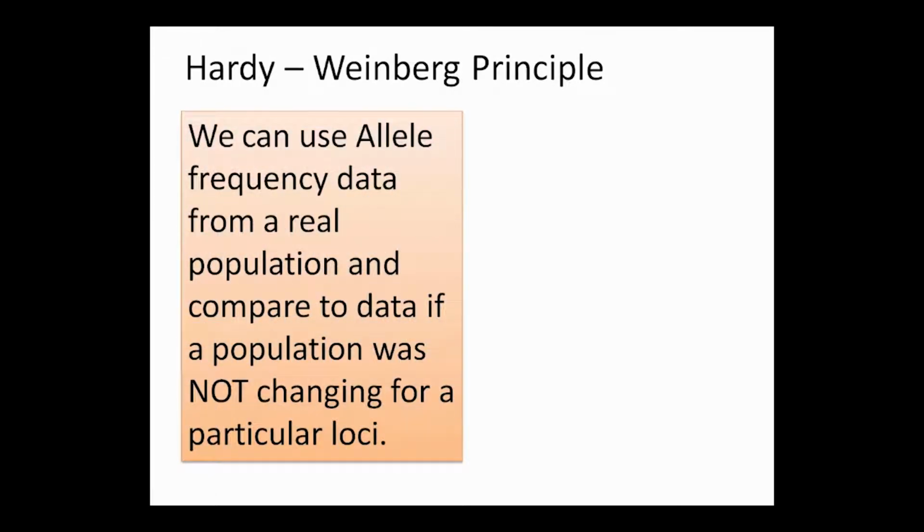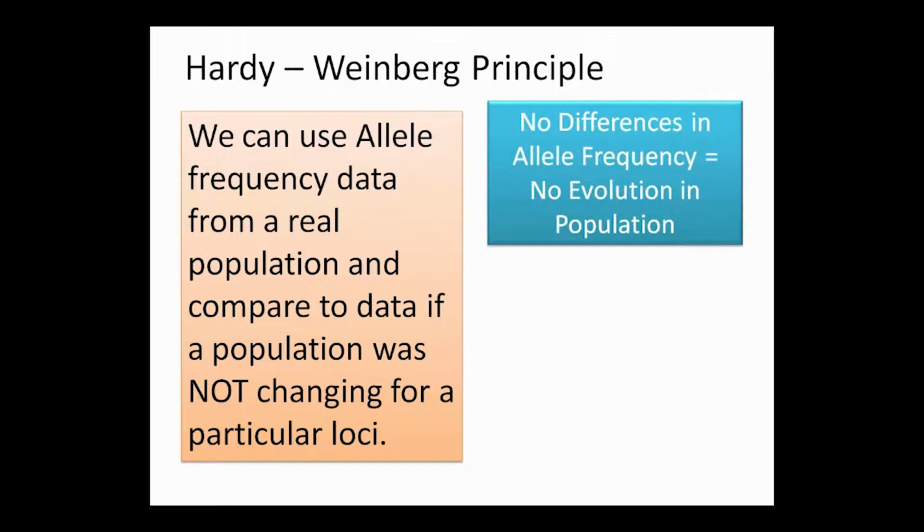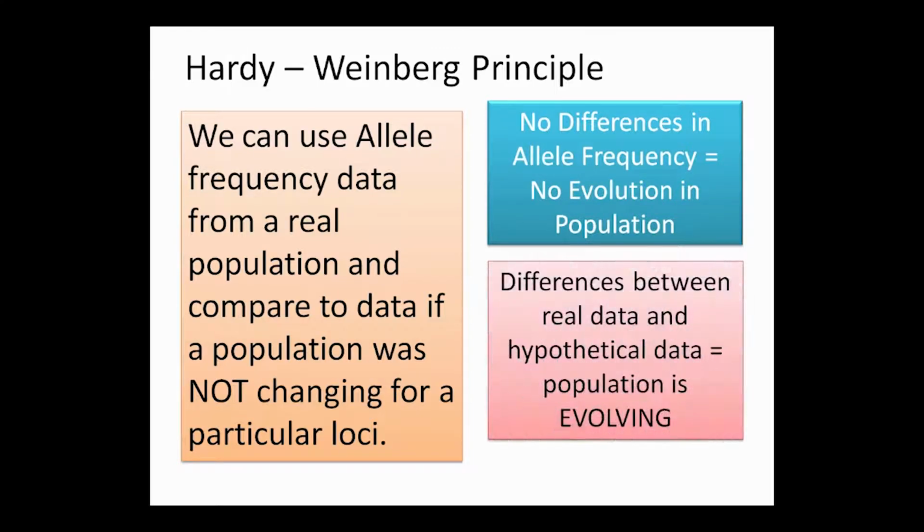So we can use this allele frequency data from a real population and compare it to data from a hypothetical population that is not changing for that particular loci. That means no evolution is going on in our hypothetical scenario. So if there are no differences between the allele frequencies of our real population data and our hypothetical population data, then no evolution has occurred. No allele frequency has changed. Differences between real data and hypothetical data mean that the population is evolving.